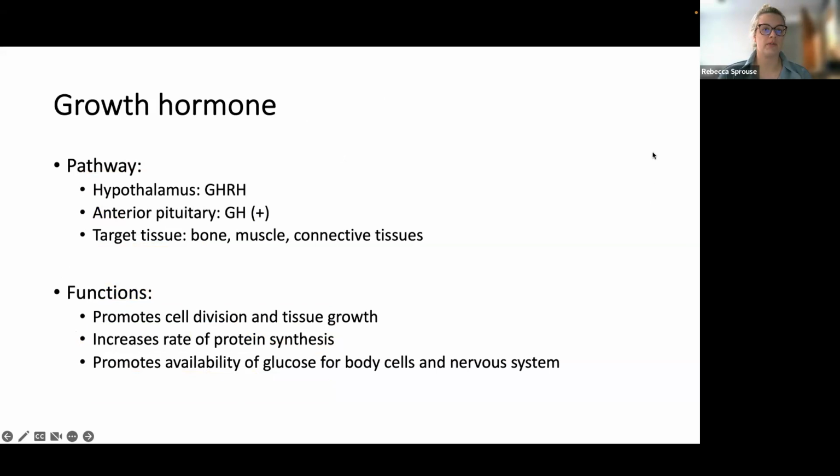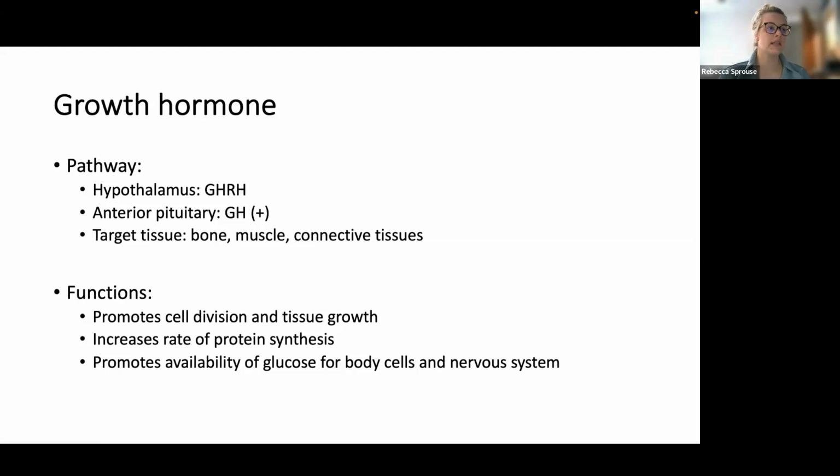So let's start with growth hormone. So the whole pathway starts with the hypothalamus. So if we need to make and release growth hormone, the hypothalamus starts that pathway. And so the hypothalamus releases a hormone called GHRH, growth hormone releasing hormone. Okay, that goes down into the anterior pituitary gland, and that stimulates the anterior pituitary to begin releasing growth hormone. Growth hormone then travels down the bloodstream to different areas of the body in terms of target tissues, and targets bone, muscle, and connective tissues to stimulate growth, usually in adolescence.